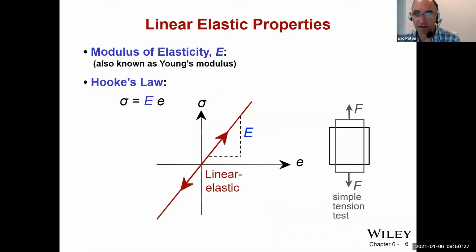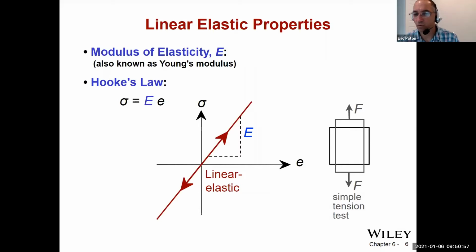So there is a property of the material called modulus of elasticity. This is capital E. It's also known as Young's modulus. And this is the slope of the line of the stress strain in the linear elastic region.